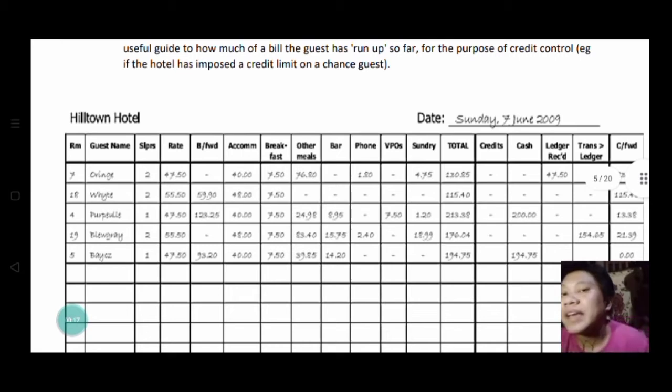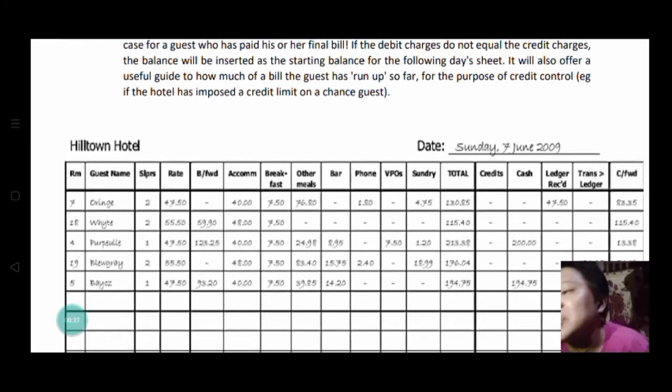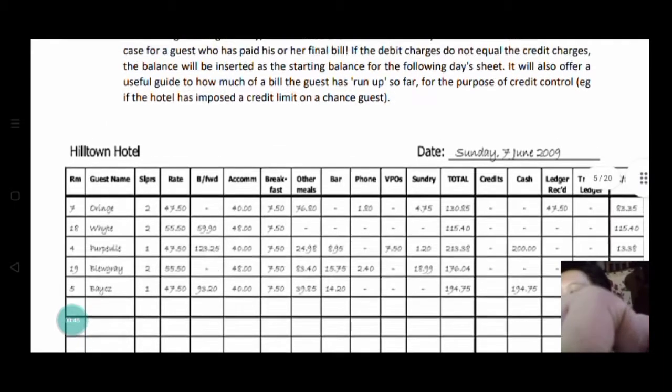So in a vertical ledger, the columns represent room numbers. Then the rows represent different categories of charges. Debit charges are at the top, then credit charges are at the bottom. In this format, it is arranged to prepare the guest bill.